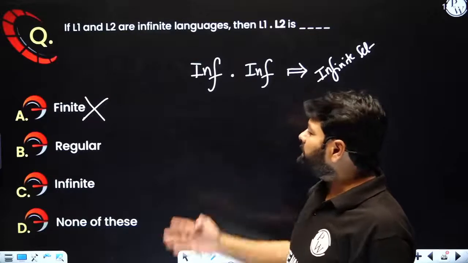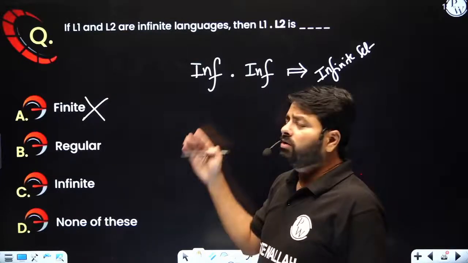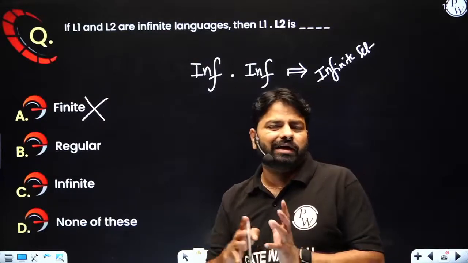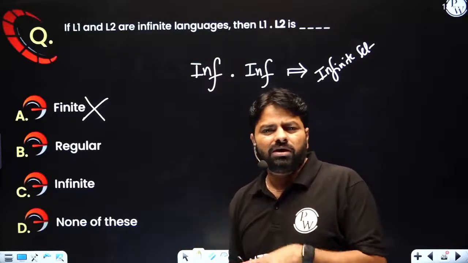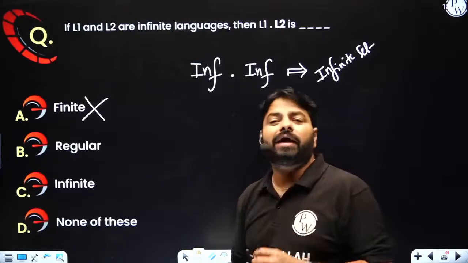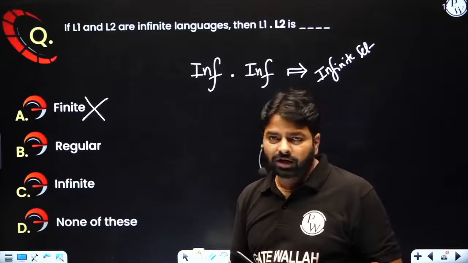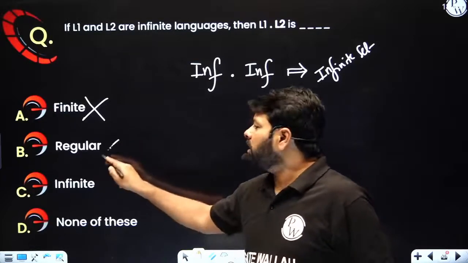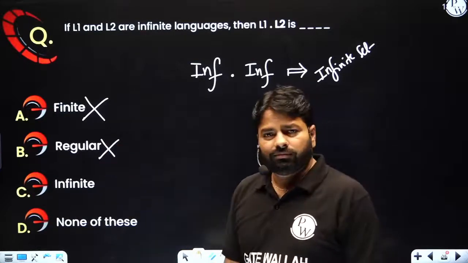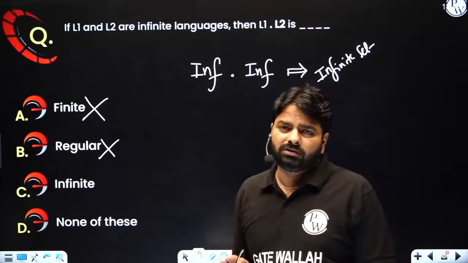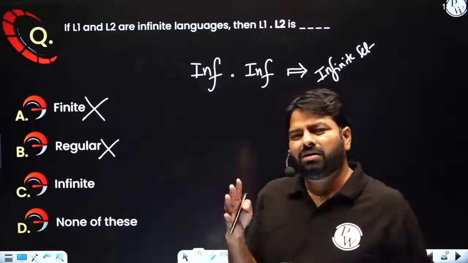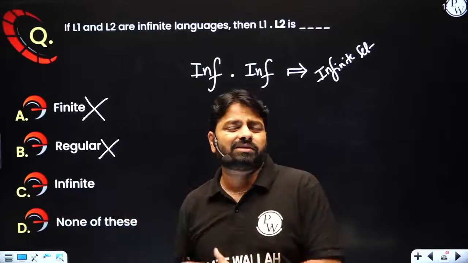Okay, what about regular? There is an infinite language, you are concatenating it with another infinite language. Regular may be possible, but can you guarantee always regular? No, we can't guarantee. So you can't say that too. It may be regular, but not always. You may wonder, sir, how can an infinite set followed by an infinite set?